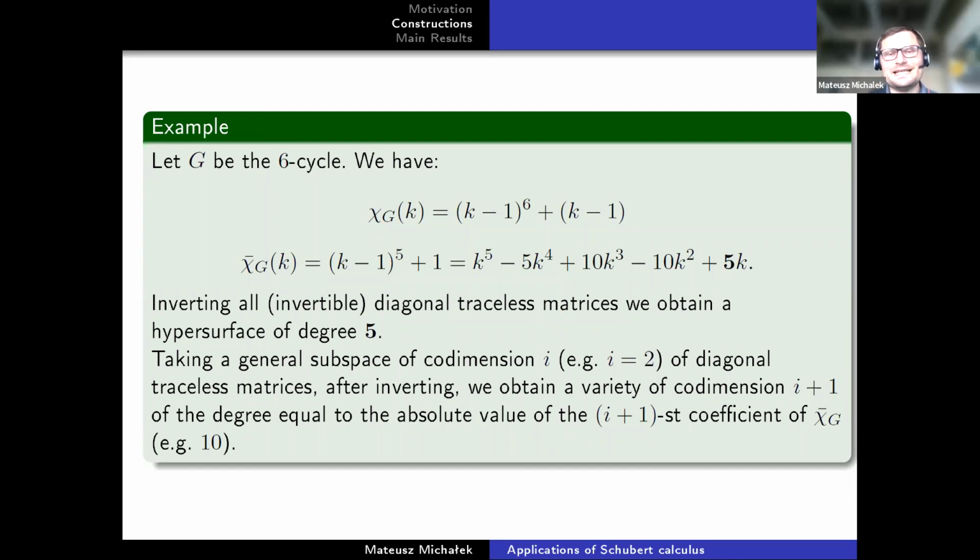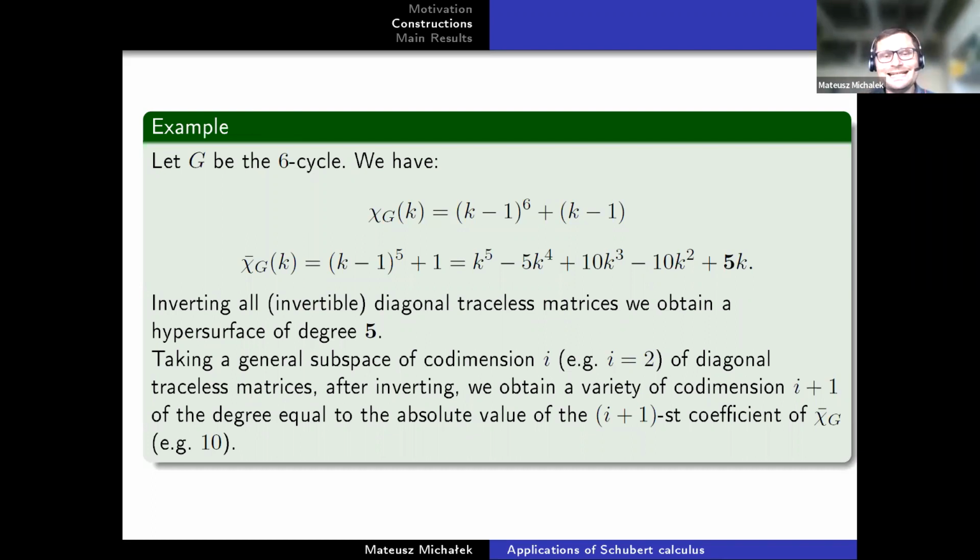You will see that this is k minus 1 to the 6 plus k minus 1. You can check it. That's an easy combinatorial exercise. I didn't tell you what a reduced chromatic polynomial is. Well, if your graph has an edge, the chromatic polynomial always has a root at 1. You cannot color it with one color properly. So the reduced chromatic polynomial is just the chromatic polynomial divided by k minus 1. And this is the polynomial you get. You see, this is k to the 5th minus 5k to the 4 and so on and so on.